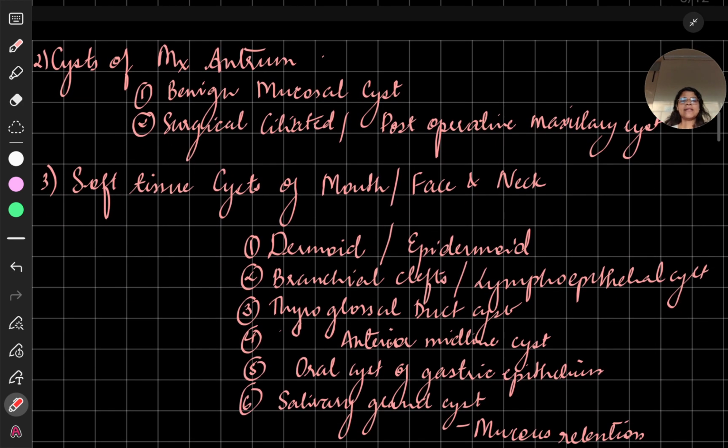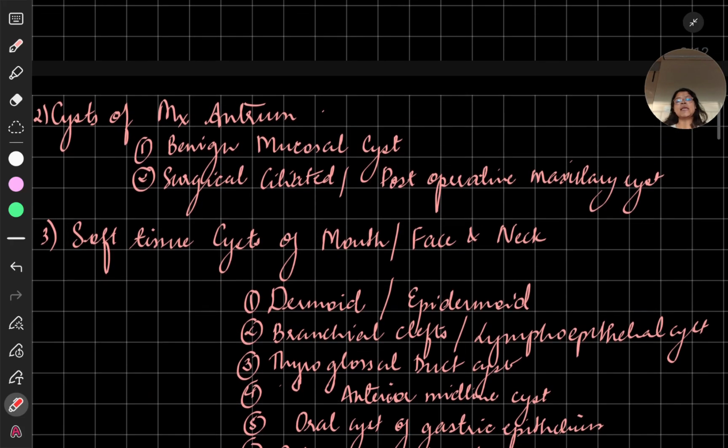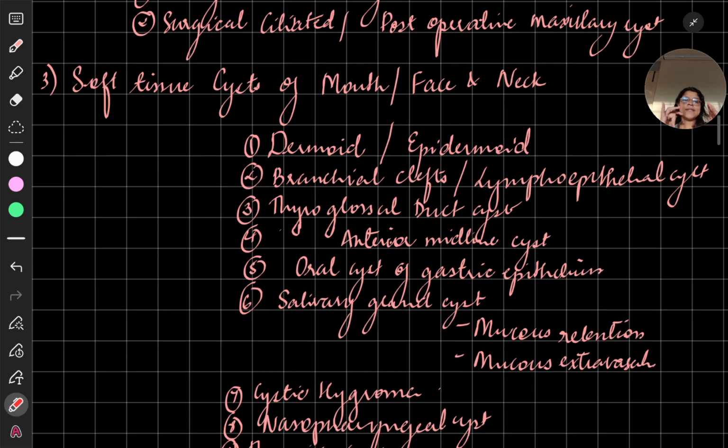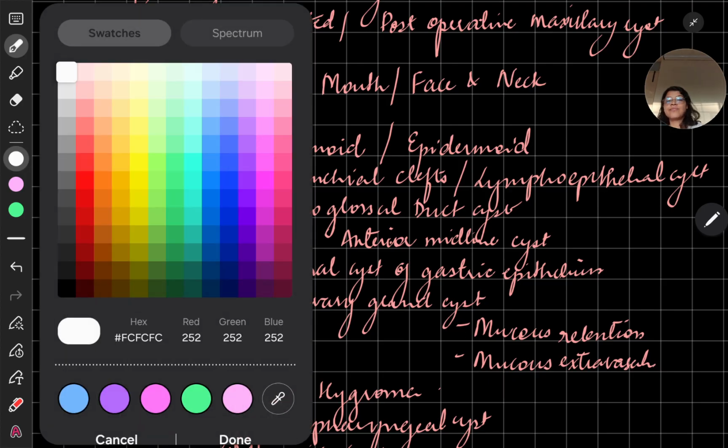Then you have cyst of maxillary antrum, which is benign mucosal cyst and surgical ciliated post-operative maxillary cyst. This is the cyst of maxillary antrum. Then you have soft tissue cyst of the mouth, face and neck. You either have dermoid or epidermoid cyst, branchial cleft or lymphoepithelial cyst, thyroglossal duct cyst, anterior midline cyst, oral cyst of gastric epithelium. Then you have the salivary gland cyst, which can be mucus retention or mucus extravasation.